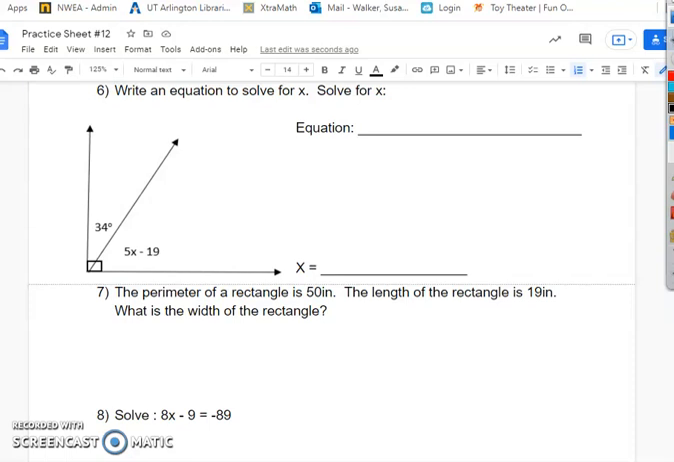Okay, guys, we are going to work on practice sheet 12. This is the second video. So we're going to look at number 6, okay? We're supposed to write an equation for x and then solve for x.